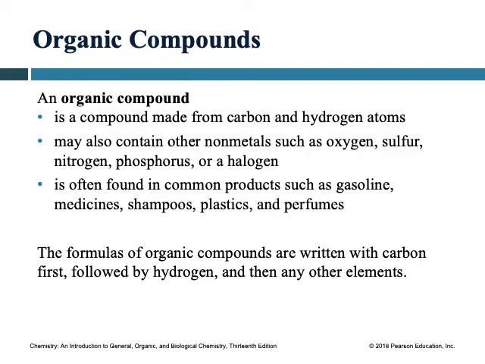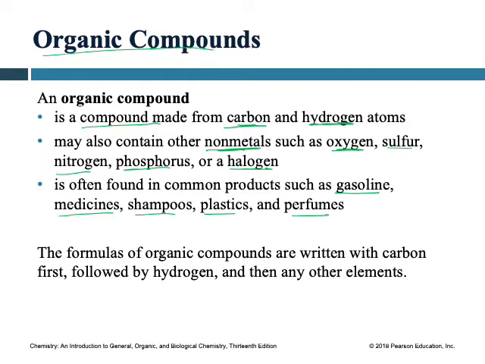Like I already told you, an organic compound is a compound made from carbon and hydrogen atoms. But sometimes an organic compound also contains some non-metals such as oxygen, sulfur, nitrogen, phosphorus and halogens. And where can we find organic compounds? We normally find organic compounds mainly in common products that we use in everyday life, such as gasoline, medicine, shampoos, plastic and perfume. So we are using organic compounds in our daily life.